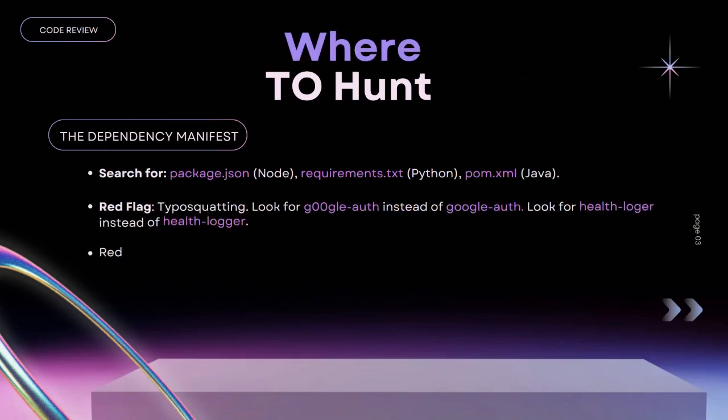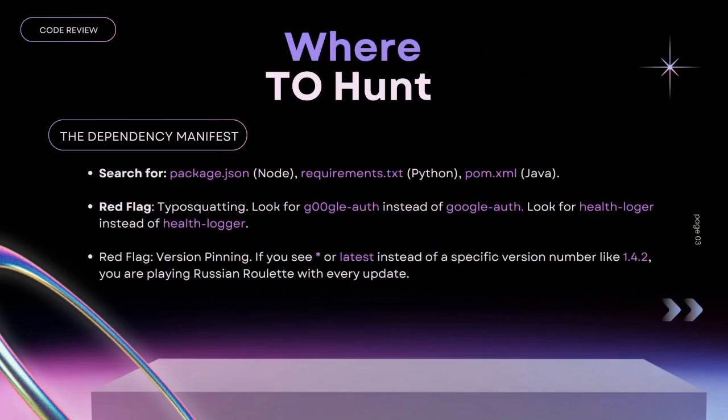So then, what to hunt? Source code review. In the source code review, you don't look at the .js or .py file first. You look at the manifest file. So first is the dependency manifest. In the source code review, the dependency manifest file, like package.json, requirements.txt or pom.xml, is the nutrition label of your application, listing every third-party ingredient you have imported.